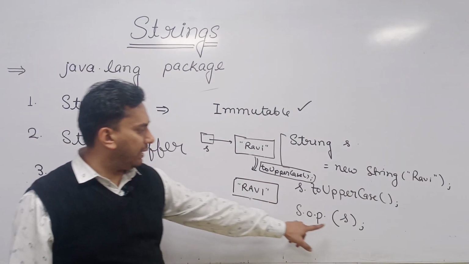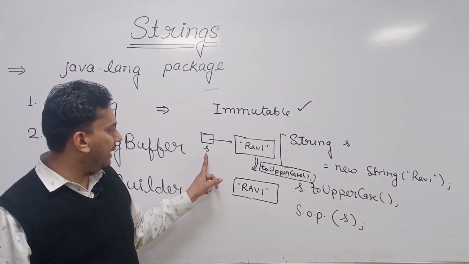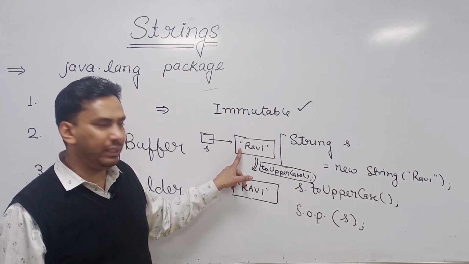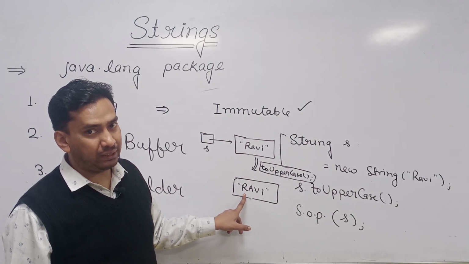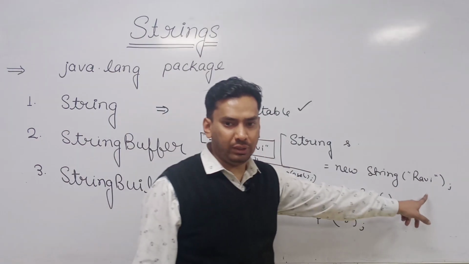Now you are printing s. So what is the output here? You check here, s is still pointing to this. S is still pointing to this. S is not pointing to the new object. So here the output will be Ravi, the original one only.